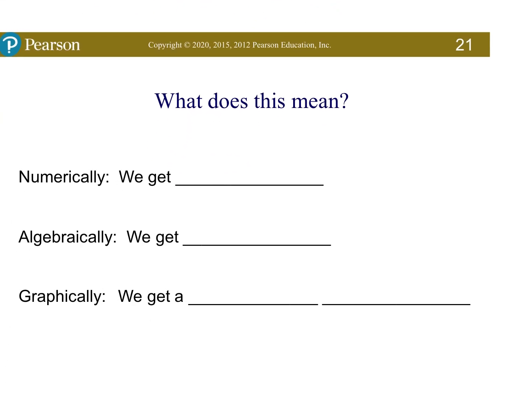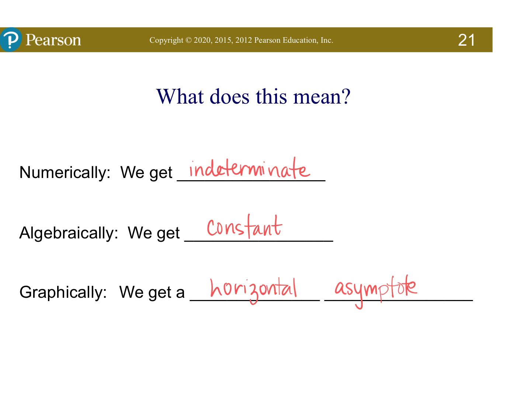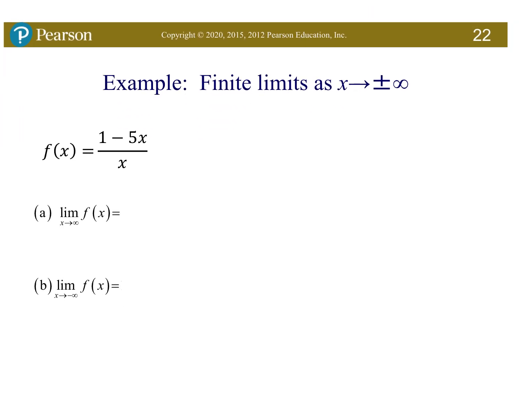All right, let's try another one. Oh, let's summarize what we get. Numerically, when we do it, we get indeterminate. Algebraically, we get a constant. So graphically, we get a horizontal asymptote. And it all works with algebraic division. All right, let's try another one.